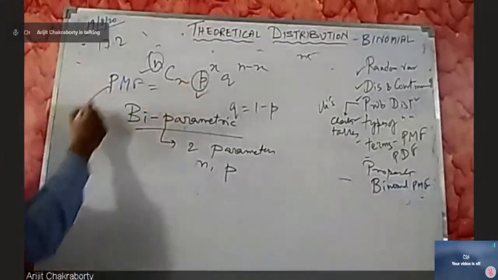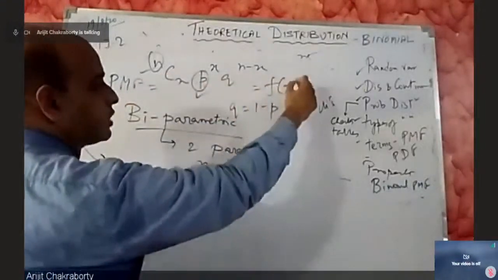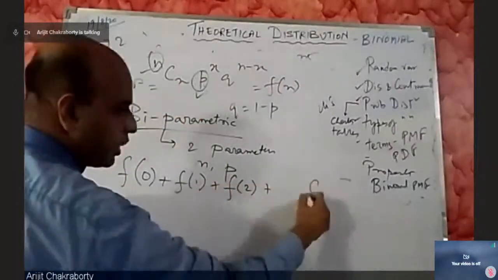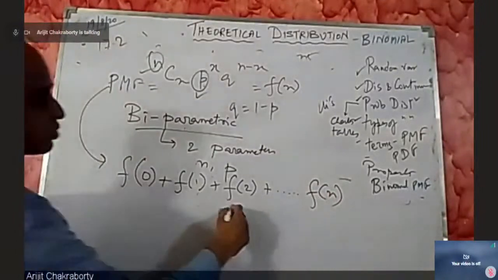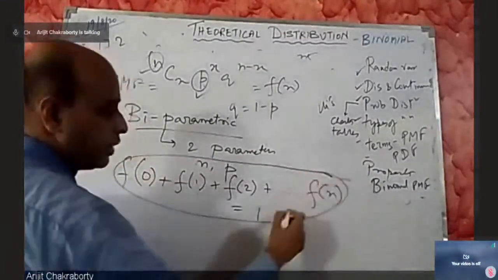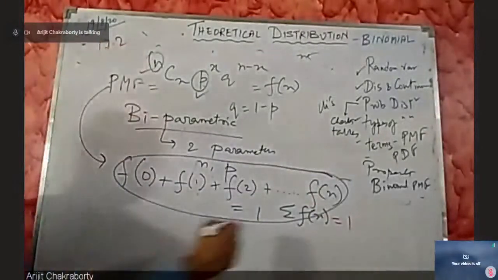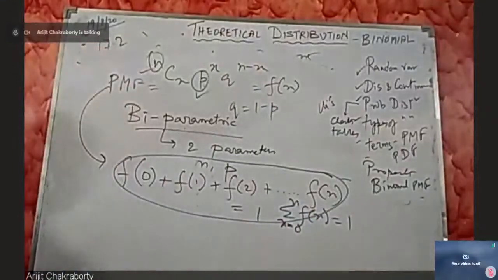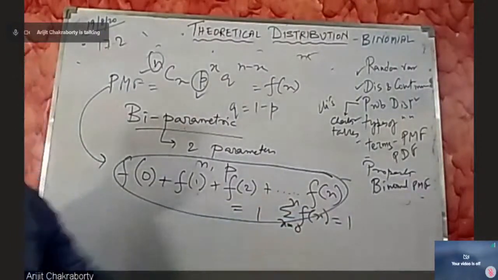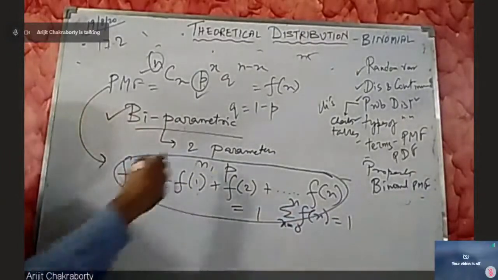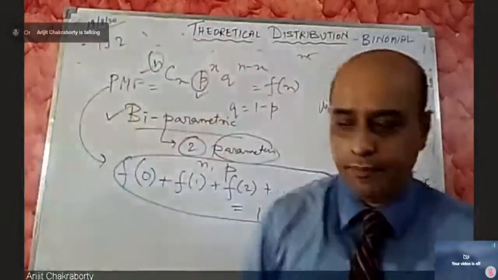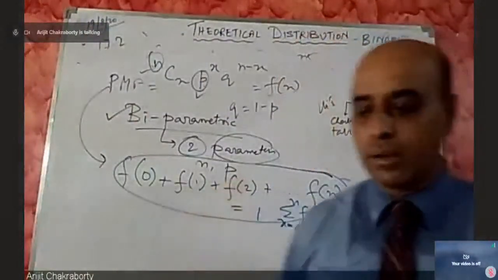Plus, note that this probability mass function is f(x). That means f0 plus f1 plus f2 plus up to fn will be equal to 1. So a very important property which I explained is that sigma f(x) is equal to 1, where x ranges from 0 to n. The total probability has to be equal to 1, and it is biparametric because n and p are the 2 parameters of the binomial probability distribution. Once you know this, you can easily find out the probability distribution.